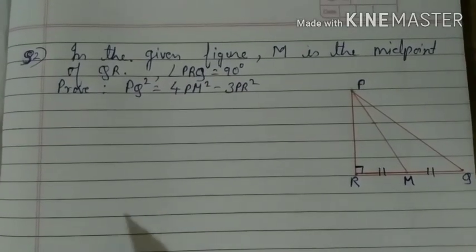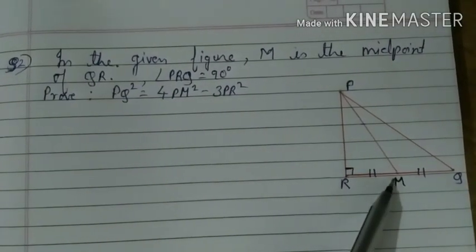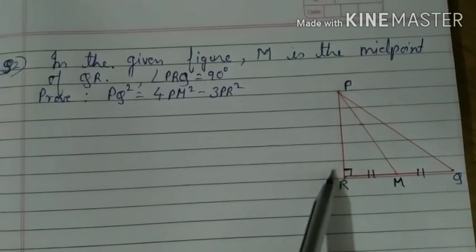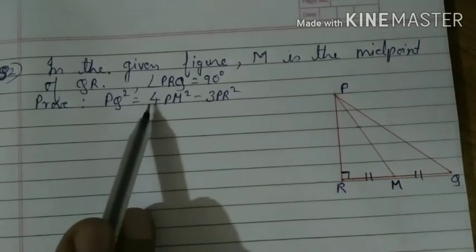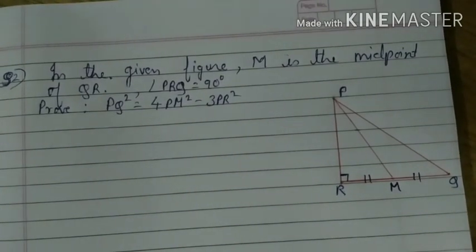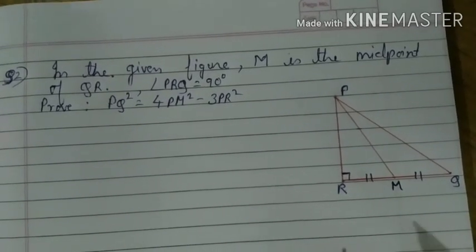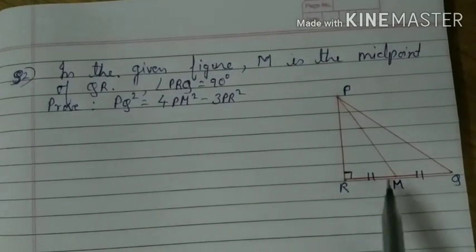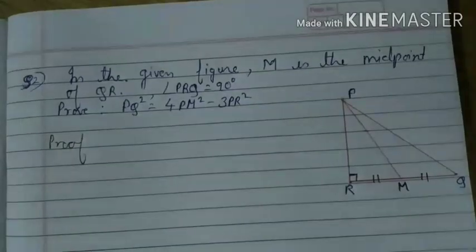Now I'll read question number 2. In the given figure, you can see M is the midpoint of QR. It is given. Angle R is 90, which is given. So you have to prove that PQ square will be equal to 4PM square minus 3PR square. This sum already I have solved in the exercise, so you have the idea about it. Now see, first I will take this triangle PRM. So I will write proof.